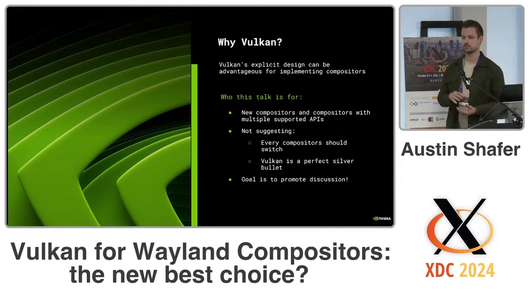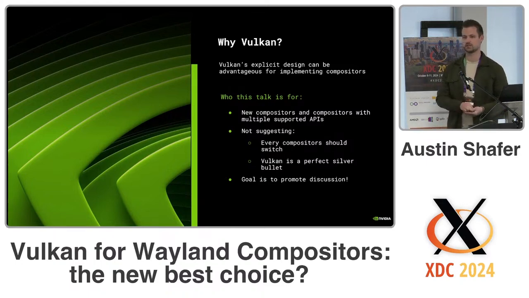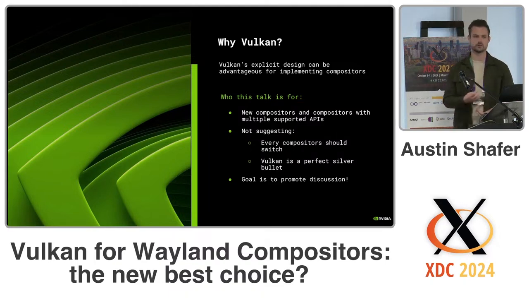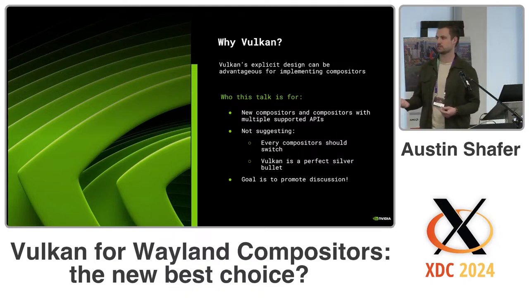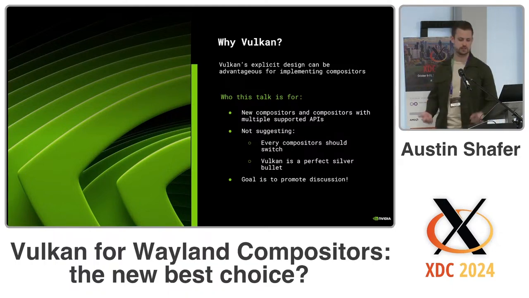targeting is people who are writing new compositors who get to decide, hey, what direction do I want to take this in? Or people who have multiple graphics backends for a compositor who want to decide, hey, we've been prioritizing EGL as the default, but maybe we should be prioritizing Vulkan instead. That's really the goal here, and the goal is to promote discussion. If you've run into similar things, my points are based off of things I've observed while working on multi-GPU features, so maybe other people have seen similar things, maybe you disagree. Really, the goal is discussion.